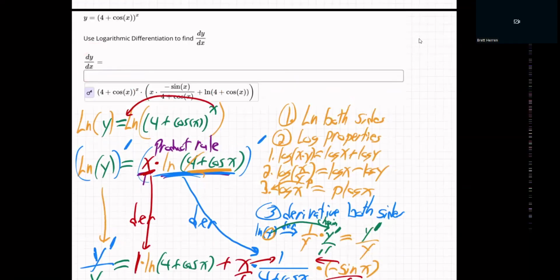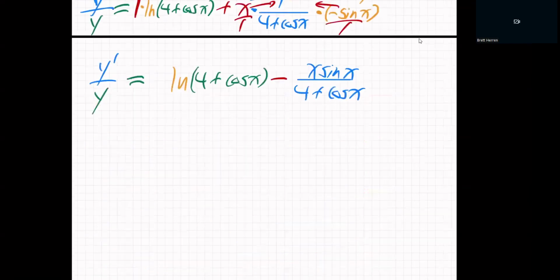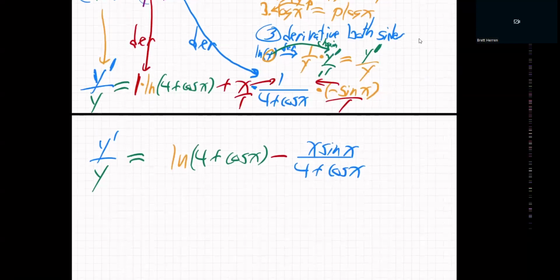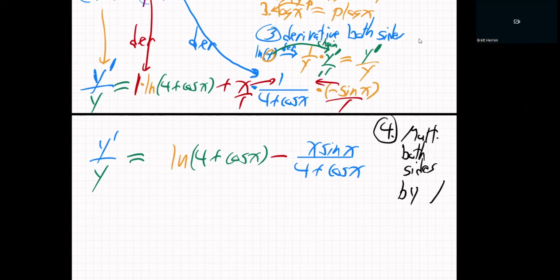They want dy/dx, which is y prime alone. How do you do that? Are we done yet? What's the last step? Are we there yet, Dad? All right, step 4. What we always do is multiply both sides by y, because we have to get y prime alone. So I'm going to multiply by y over 1, so these cancel, and the whole right side by y. So y prime is finally alone.